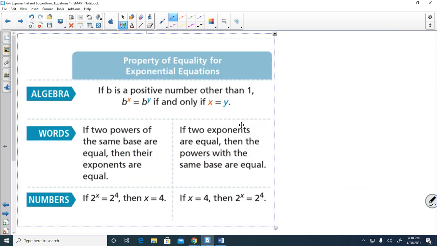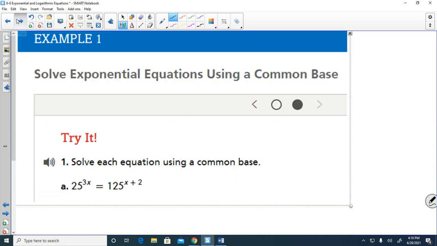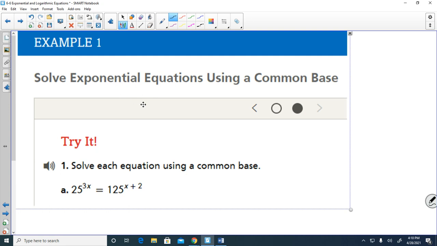So we are going to start with exponential equations. One thing that we can try when we're solving exponential equations, if you look at example one, is to try to get the same base. So we always want to see if we can try to rewrite the equation with the same base.